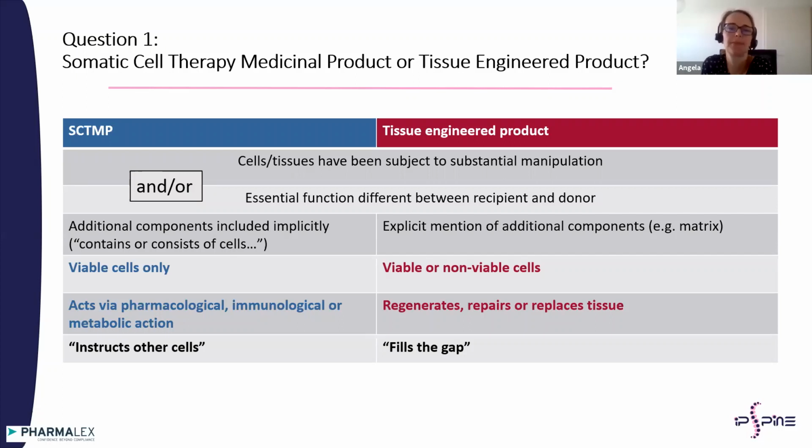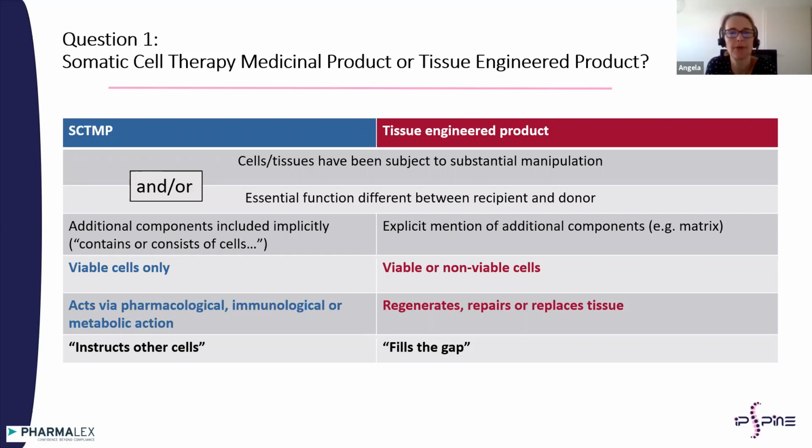In the tissue engineered products, we have an explicit mention of additional components, such as a matrix or a scaffold, which is not explicitly described for the somatic products, although it's somehow implicitly described as well. So a somatic product contains or consists of cells. If it contains cells, it means it also contains something else, which may be a matrix. So it's not a clear difference, it's just a different sort of focus here. Then difference number two is not that great either.